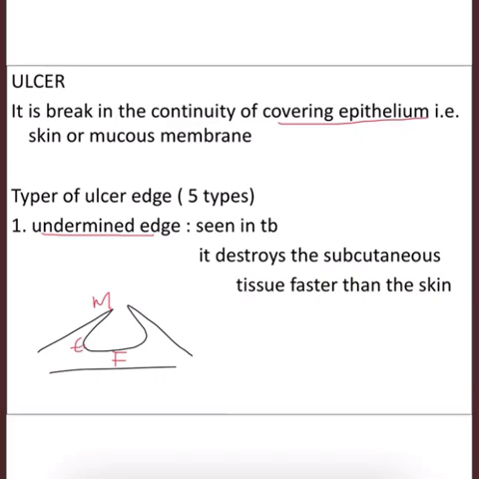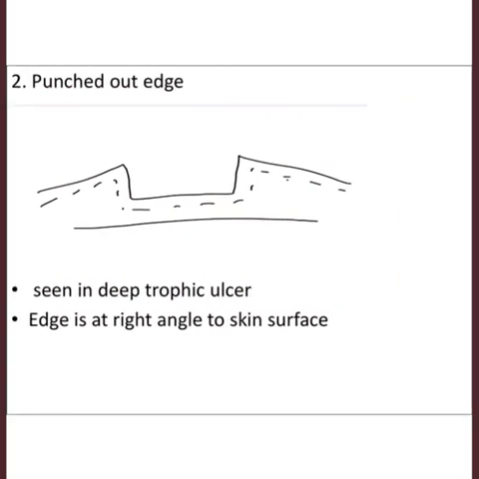Types of ulcer: undermined edges, mostly seen in TB. It destroys the subcutaneous tissue faster than the skin. So the skin remains intact and the subcutaneous tissue gets destroyed. That's how it becomes undermined edges. TB is the most important example and a very frequently asked question.